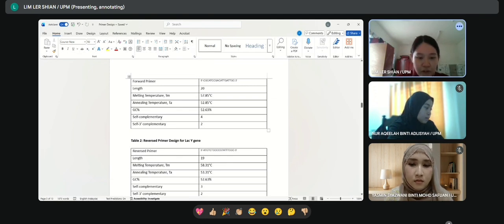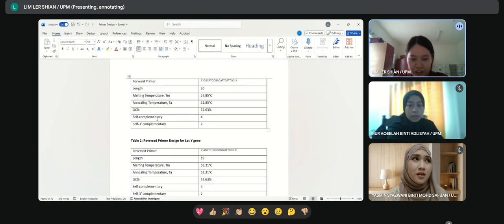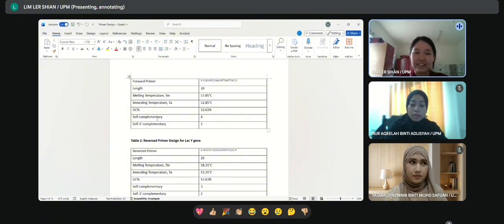And this self-complementarity means a region in the DNA itself, the template DNA, that can bind to itself to form a secondary structure and a hairpin structure. So the self-complementarity value of my primer is 4. It is still low, but it is recommended to have a lower self-complementarity.